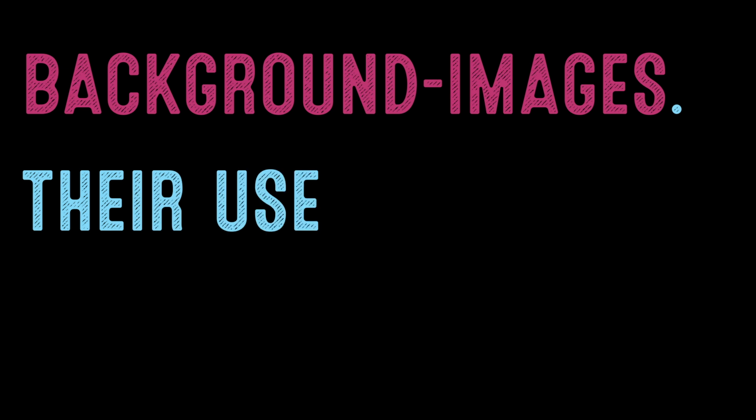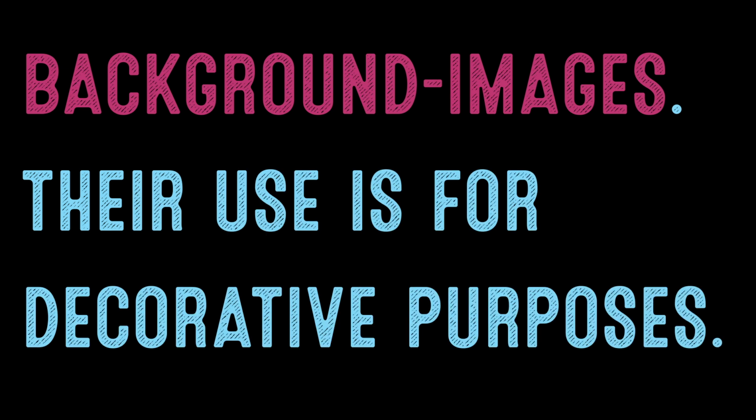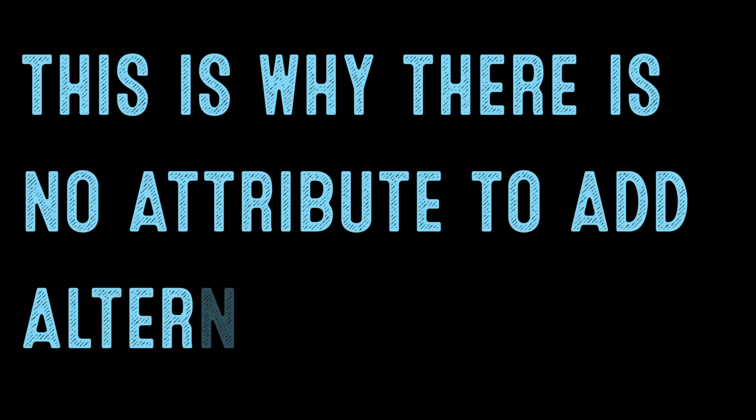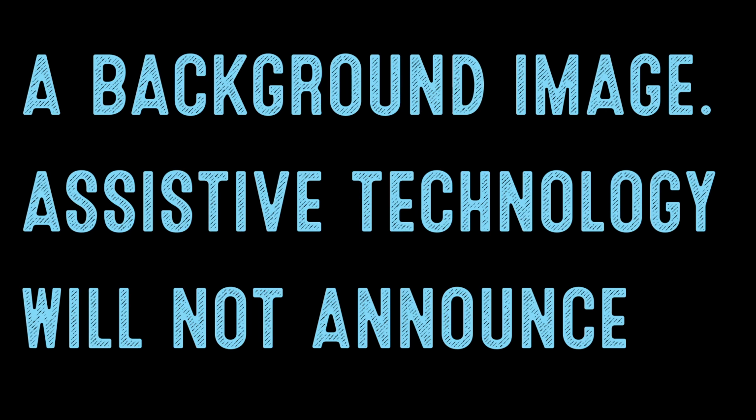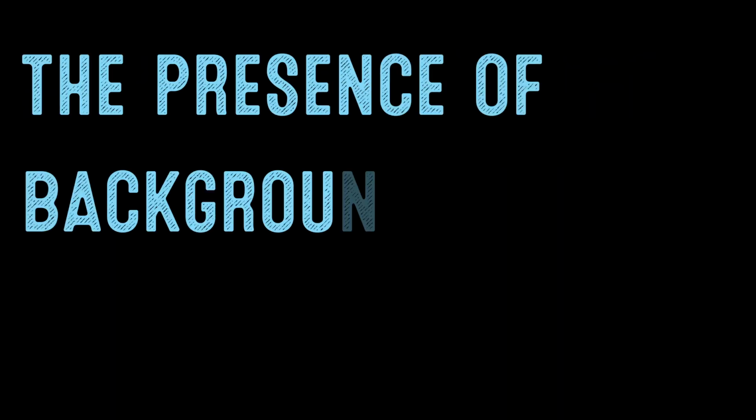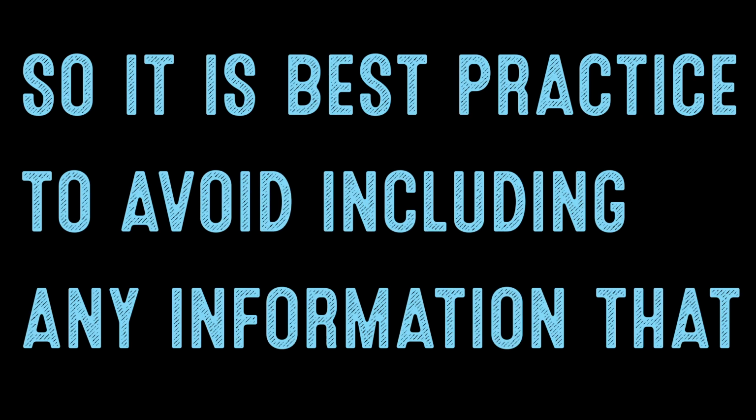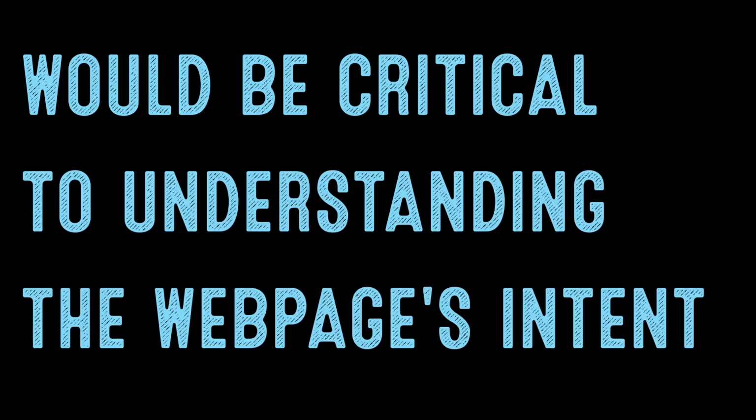The Daily Code Snippet. In general, content is not meant to be conveyed with background images. Their use is for decorative purposes. This is why there is no attribute to add alternative text to a background image. Assistive technology will not announce the presence of a background image nor convey content. So it is best practice to avoid including any information that would be critical to understanding the web page's intent.